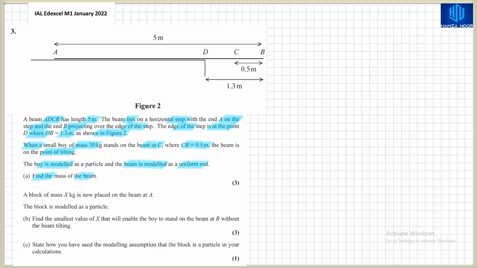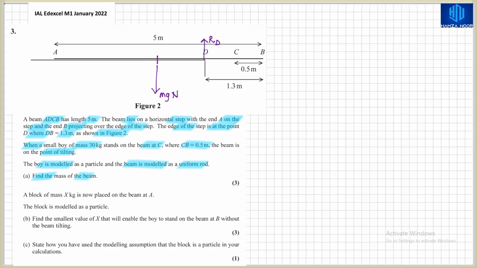As you know, the fact that the beam is modeled as a uniform rod means that the center of the mass would be acting at the midpoint of this beam. Let's say this midpoint is over here. The mass of the beam is unknown, so the weight is mg Newton. And then at point D, we would be having a normal reaction force, which we are going to say RD.